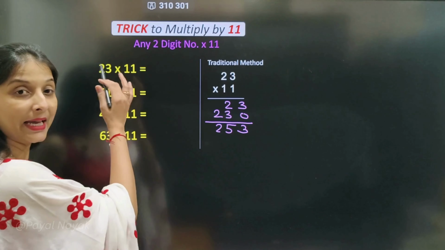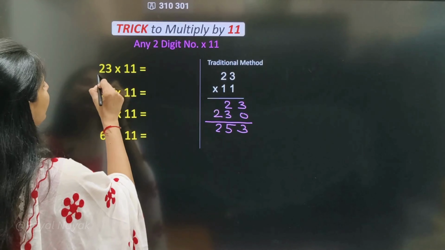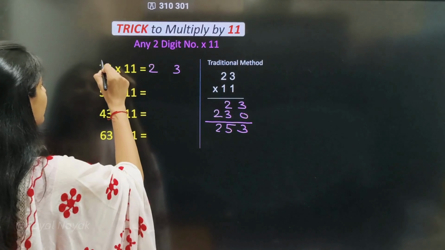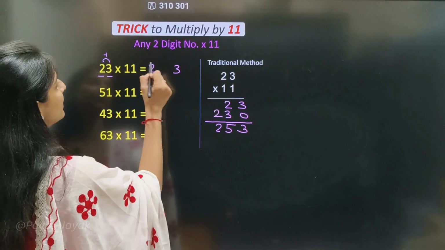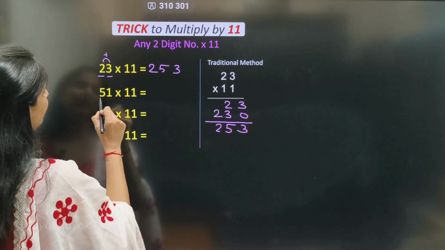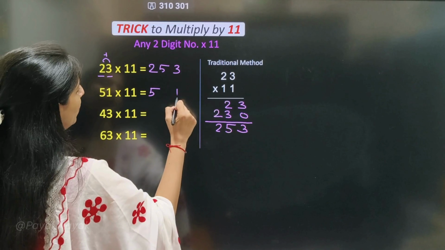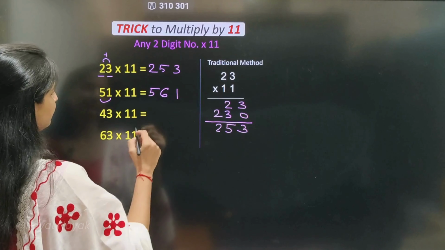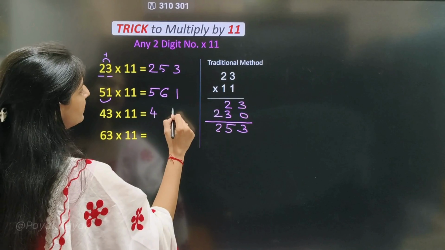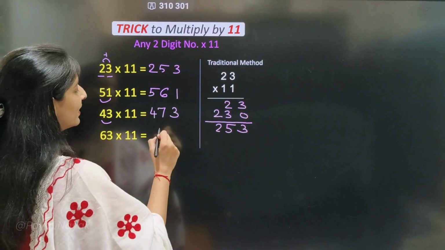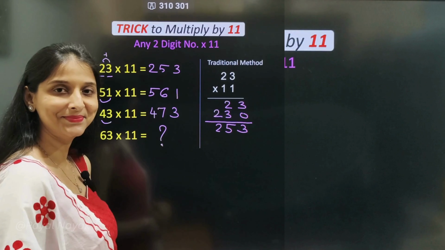Now the trick to multiply any number with 11: first step, just write down the two digits at the ends. The second step is to add them. So 2 plus 3, 5. Next, 5, 1. So 5, 1. Add them. 6. 4, 3. This 4, 3. Add them. 7. This one is for you.